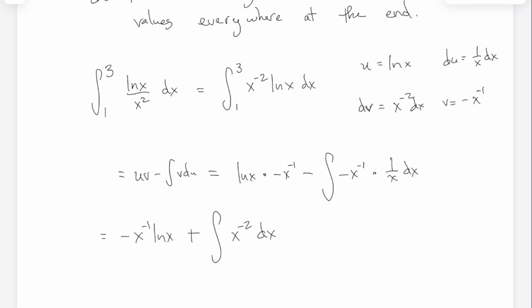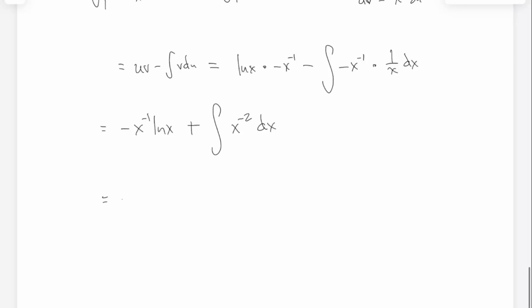All right, and we can do the integral. So this is minus x to the minus 1 ln x plus the integral of that. You increase the power by 1. It becomes x to the minus 1. You divide by the new power, which is negative 1. So it's really just minus x to the minus 1. All right, and now when I would ordinarily put plus c, instead of putting plus c, I do this and plug my values in.